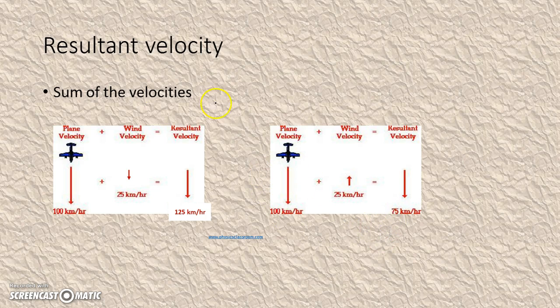On this first one here, we've got the plane going in one direction at 100 kilometers per hour. Well, the wind is also blowing in the same direction as the plane at 25 kilometers per hour. So we add these two together and you have a resultant velocity of 125 kilometers per hour.